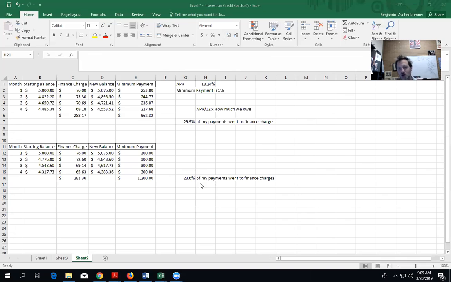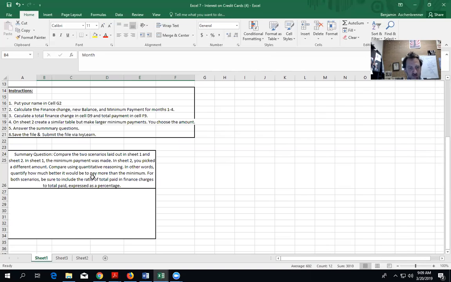So these are two statements that involve numbers. So that's quantitative reasoning. You can use a difference if you want. You can use absolute or relative change to compare these two, or you can just state them outright. In the first scenario, almost 30% of my payments went to finance charges or fees, and in the second one, I lowered that to just 24% of my payments going to finance charges. So your summary question is just answering that question, right? Compare the two scenarios to communicate what's happening.